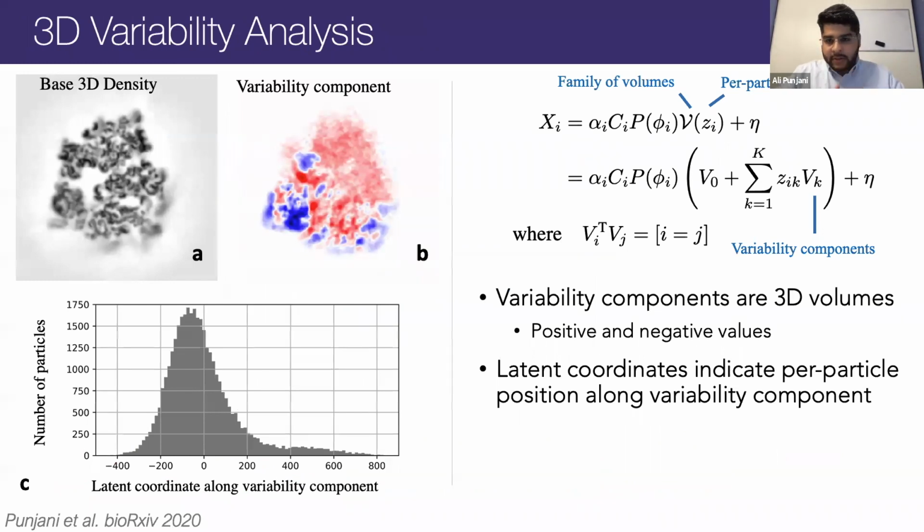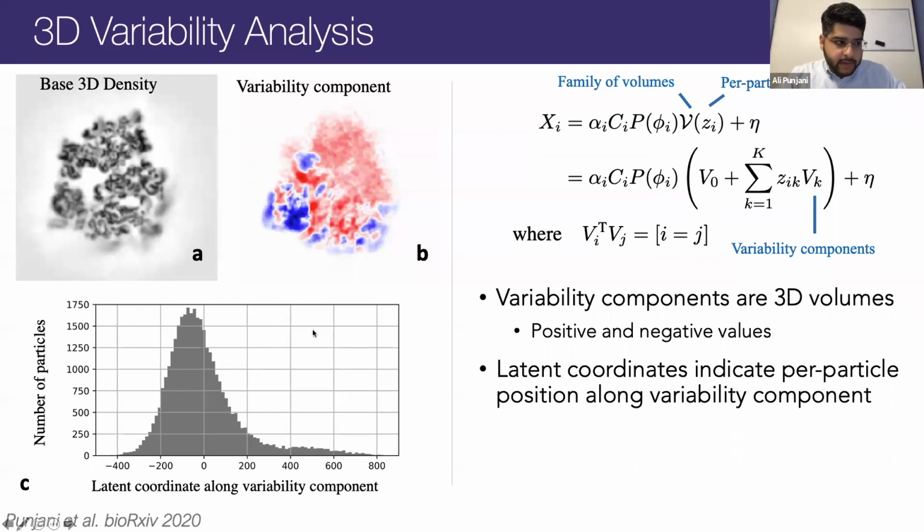In terms of actually understanding the results when you use it, its purpose is to help us resolve flexibility and conformational change. What comes out of the algorithm are two things. One, the variability components themselves, which, as I said, are entire 3D volumes, the same size as the basic 3D density, which is V0. The variability components have positive and negative values, and they tell us, for the particular type of variability or molecular change captured by that component, where we need to add or subtract density in the basic 3D structure to create different versions of the protein molecule.